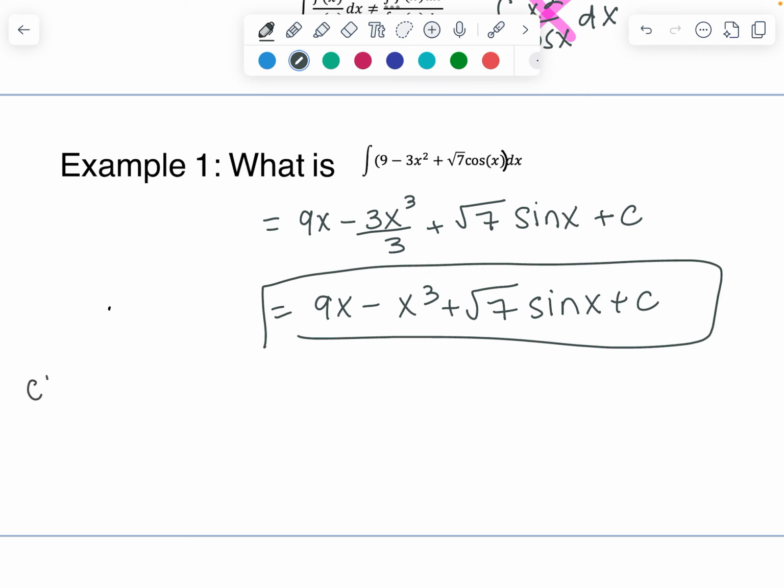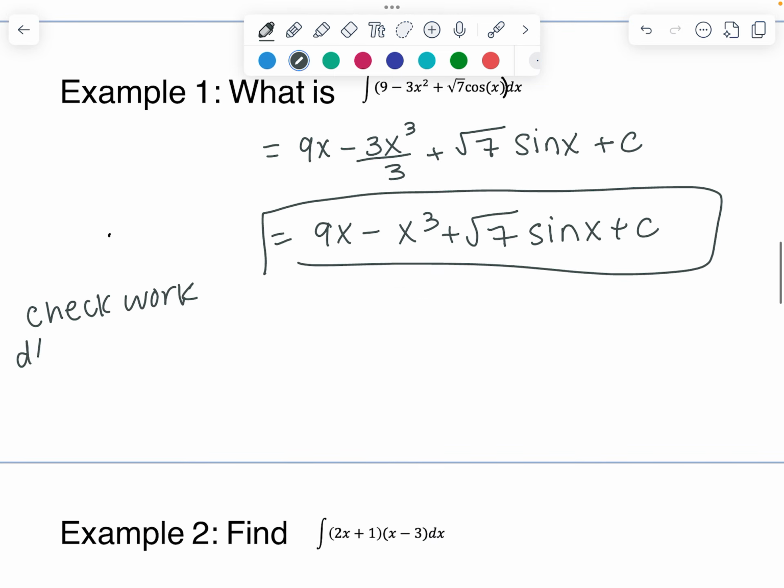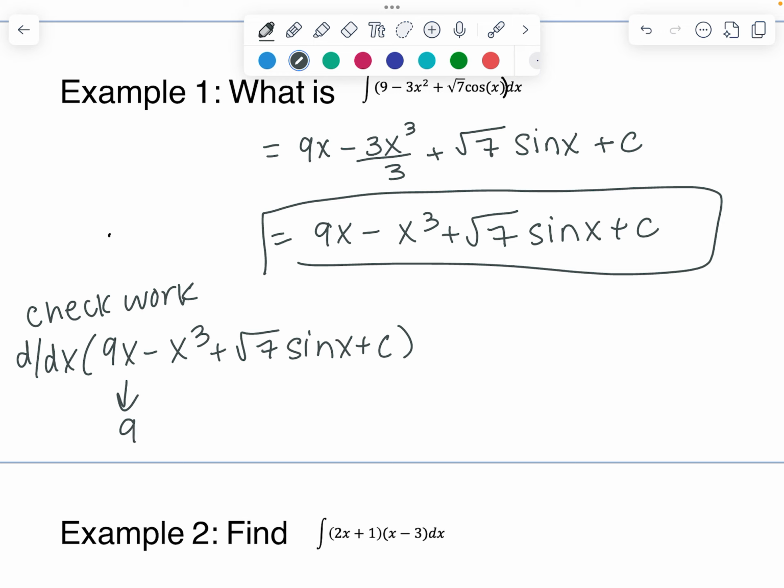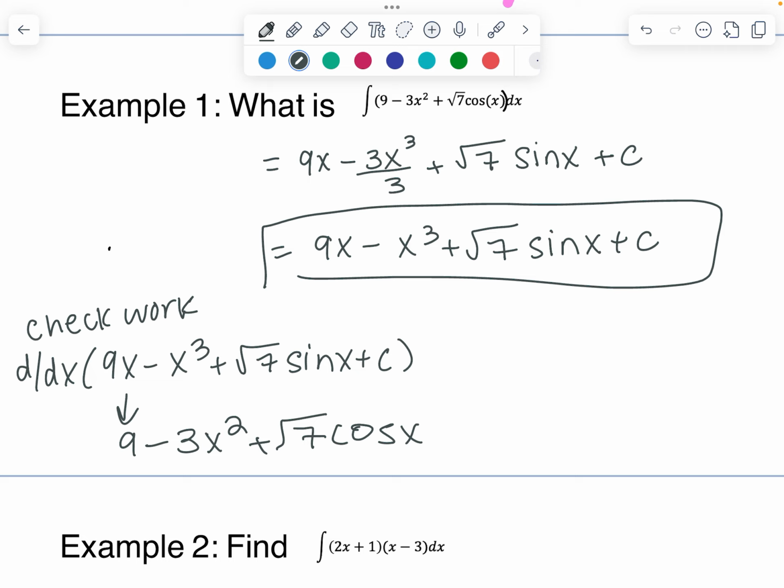To check my work, I'm just going to take the derivative of that. And this is a totally optional step, but on a test or quiz, if you have time, I would do this. So the derivative of 9x is 9. The derivative of x cubed is 3x squared, and then the derivative of sine x is a positive cosine, and this is just a constant. And that constant goes away. So that's what the original problem told us, so I feel good about my answer. We're going to keep moving, but pause it if I'm moving too quick for you.